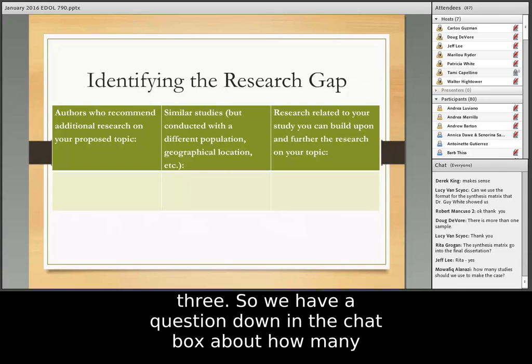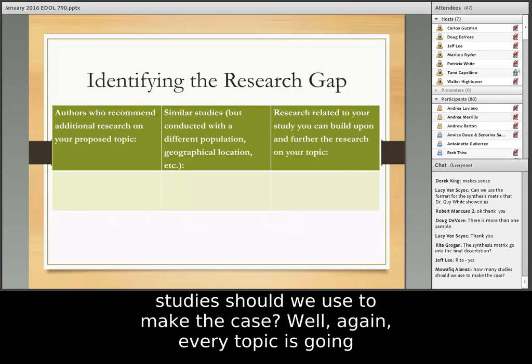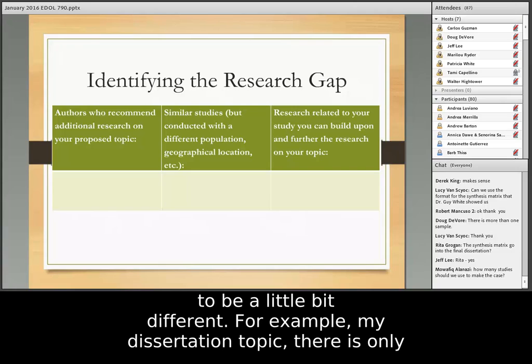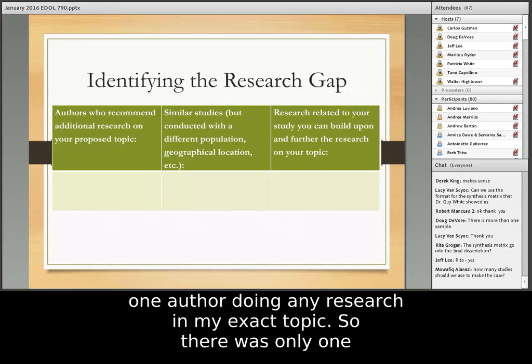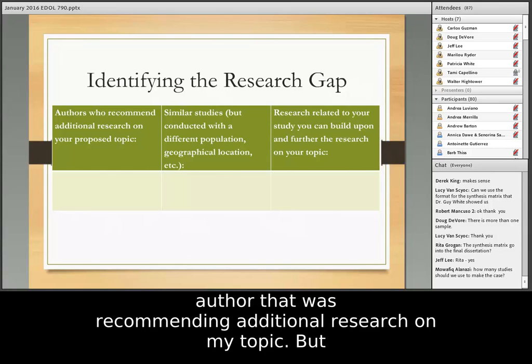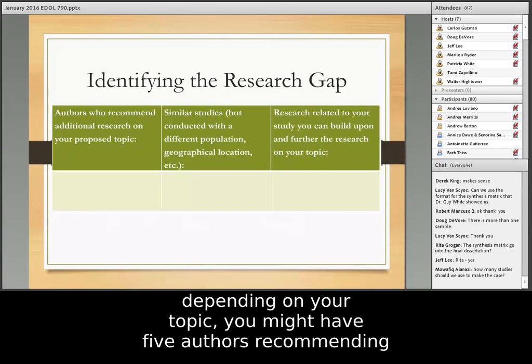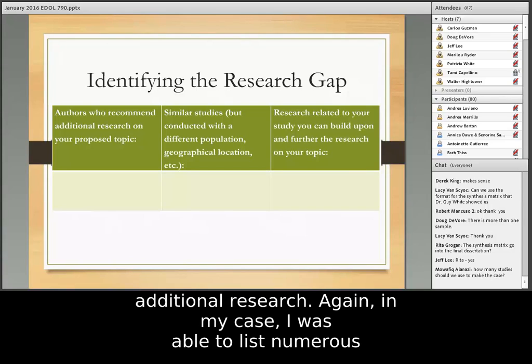So we have a question down in the chat box about how many studies should we use to make the case. Well, again, every topic is going to be a little bit different. For example, my dissertation topic, there is only one author doing any research in my exact topic, so there was only one author that was recommending additional research on my topic. Okay, but depending on your topic, you might have 5 authors recommending additional research.